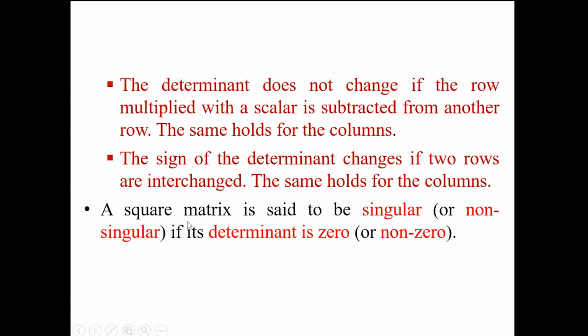Again, I need to point out here that a square matrix is said to be singular when the determinant is 0. Don't forget these two. And when the determinant is non-zero, it is called non-singular.